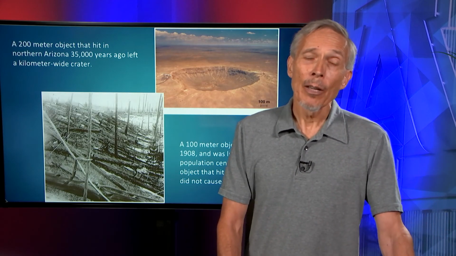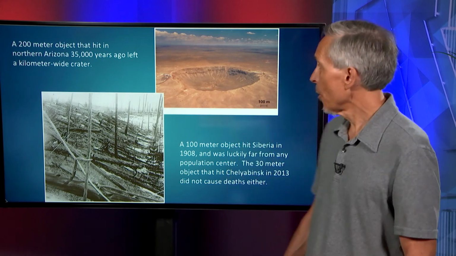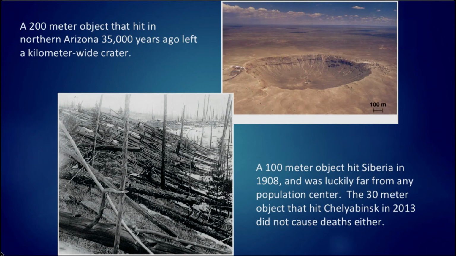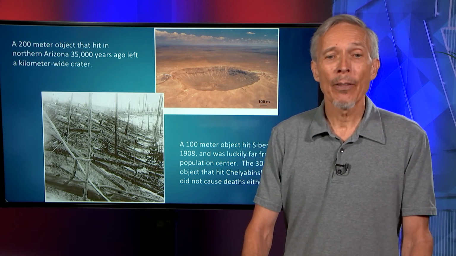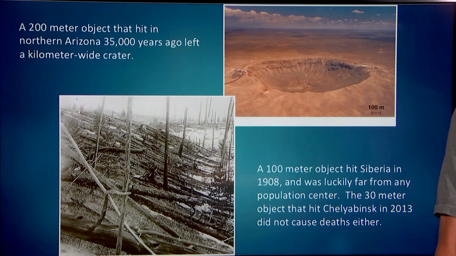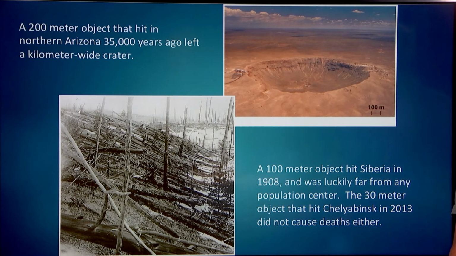We see evidence of impact, if not mass extinctions, nearby. In the Arizona desert, not far from where I live, there's evidence of a crater from an object probably 200 meters across that hit northern Arizona 35,000 years ago. The crater left by an object is much larger than the object itself, so this crater is 1 kilometer or so wide. Another evidence of an impact, or actually an explosion that occurred just before impact, is in Siberia, the Tunguska event of 1908.